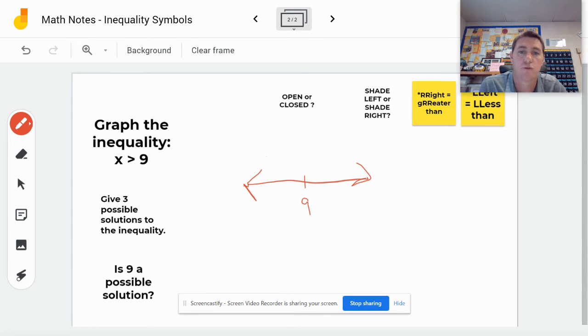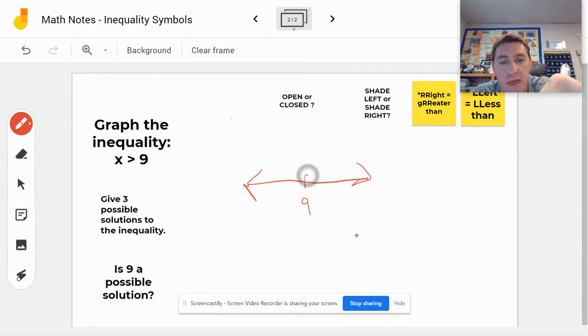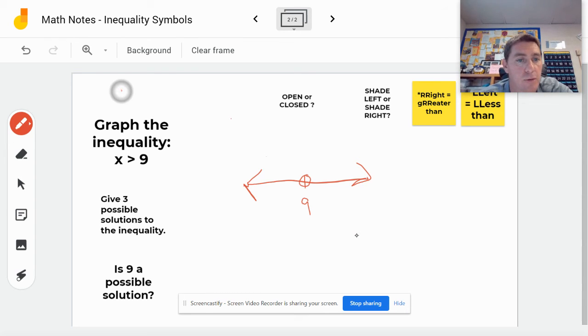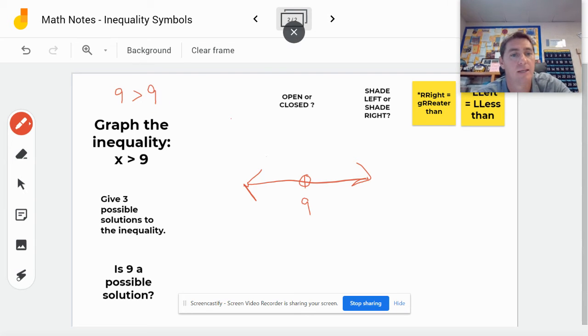Now I ask myself, do I use an open or a closed point? I always start with an open point. Okay, now do I fill this in? Well, to answer that, I answer this question. Is 9 greater than 9? Is he eating the bigger number? Well, no, they're the same number.